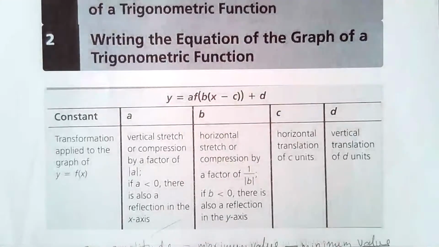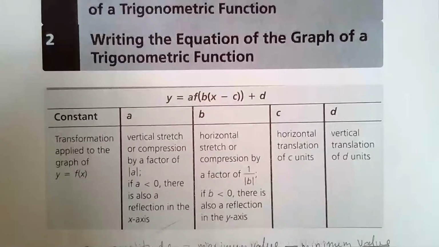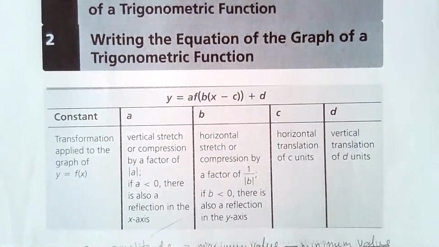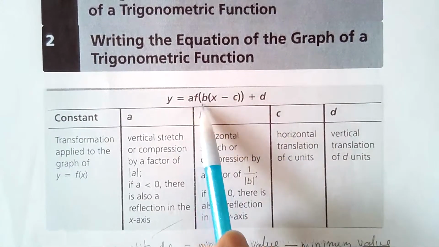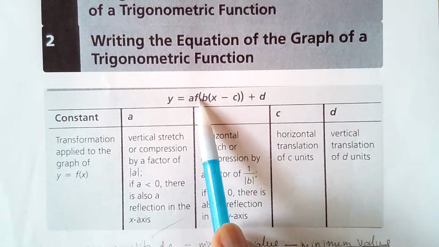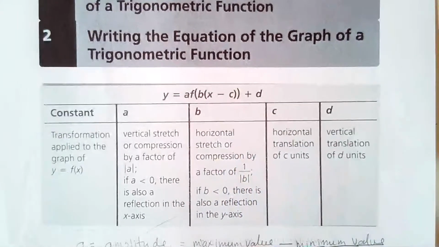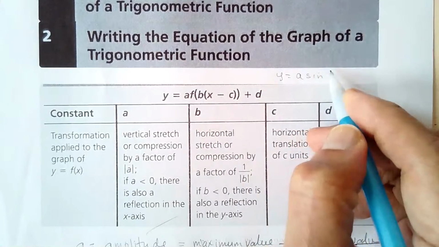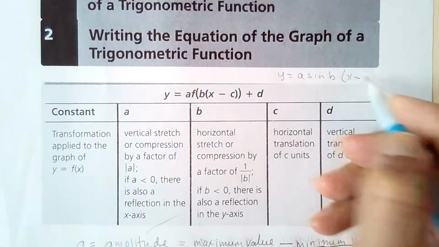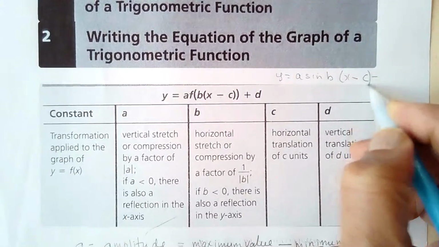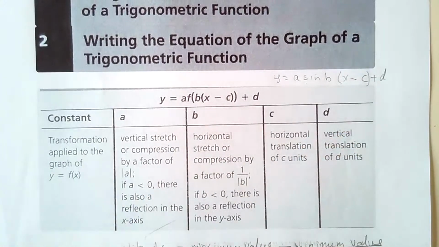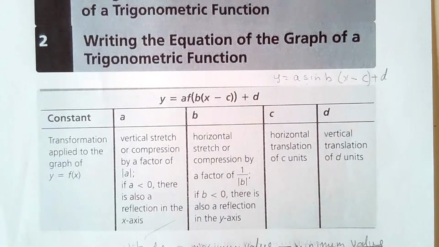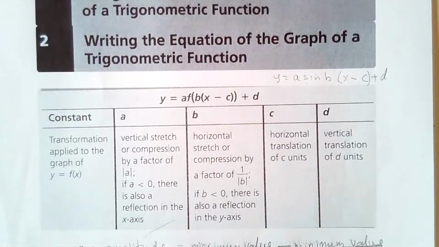the general transformation of an image of y equal f of x is y is equal to a f of b x minus c plus d. Or if you can write it, y is going to be equal to a sine b into x minus c plus d, or cos. And for this year we can be able to find the values for a, b, and c.